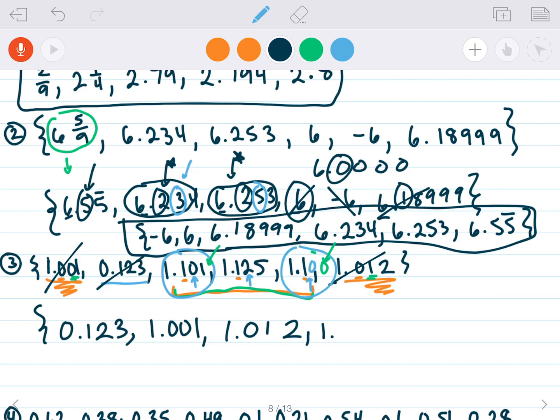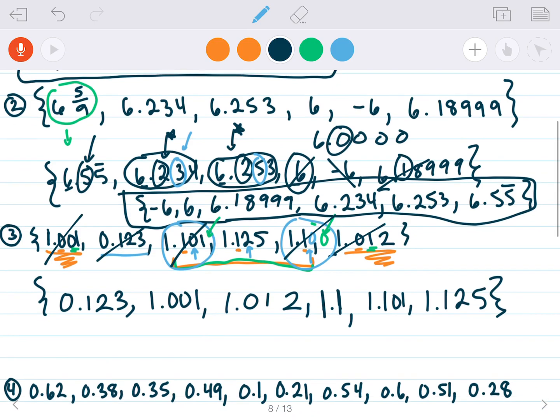So 1.1, and we can write the extra zeros if we want, but they're not necessary. Okay, so 1.1 followed by 1.101. And finally, 1.125 is the biggest number in our set. So those are our numbers ordered from least to greatest.